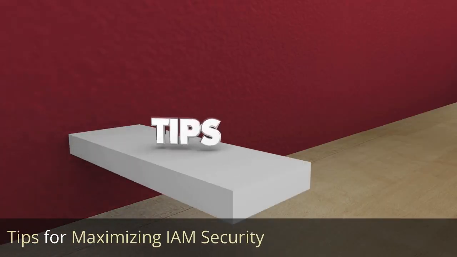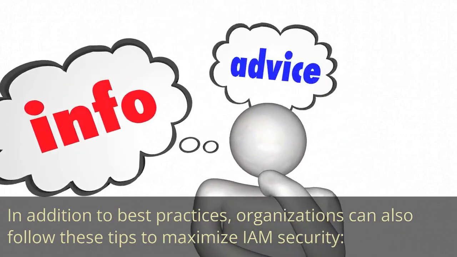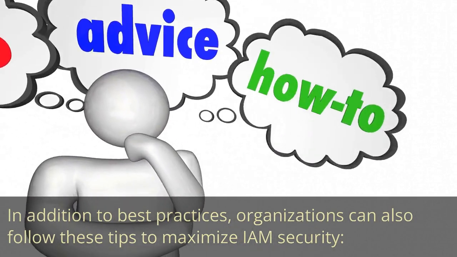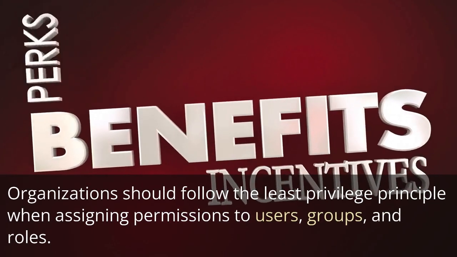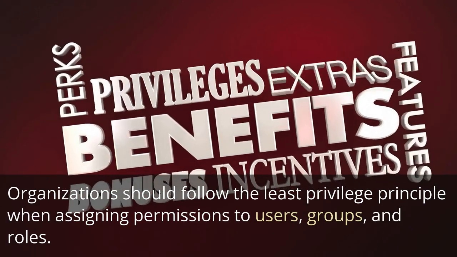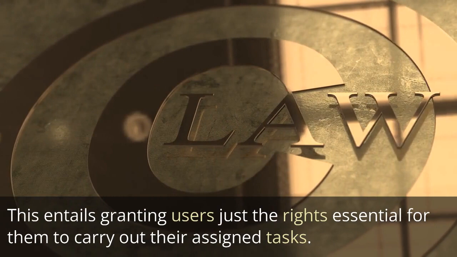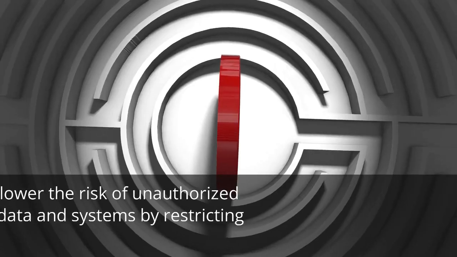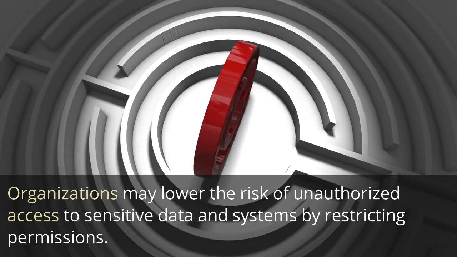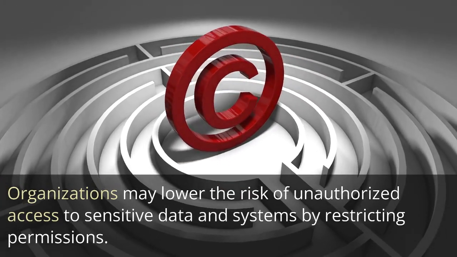Tips for maximizing IAM security. In addition to best practices, organizations can also follow these tips to maximize IAM security. Use least privilege principle. Organizations should follow the least privilege principle when assigning permissions to users, groups, and roles. This entails granting users just the rights essential for them to carry out their assigned tasks. Organizations may lower the risk of unauthorized access to sensitive data and systems by restricting permissions.